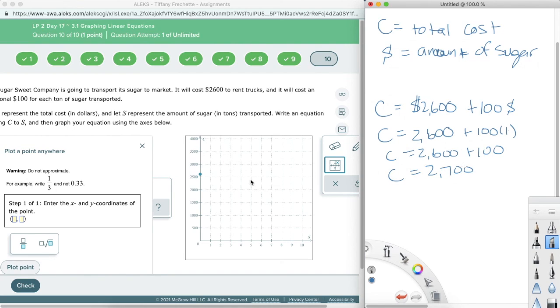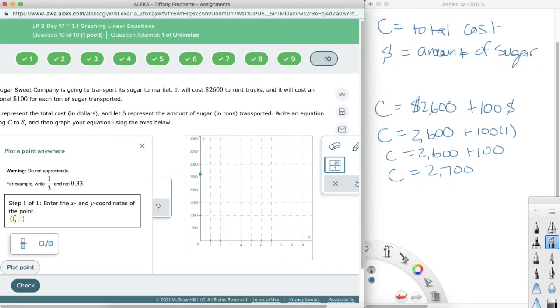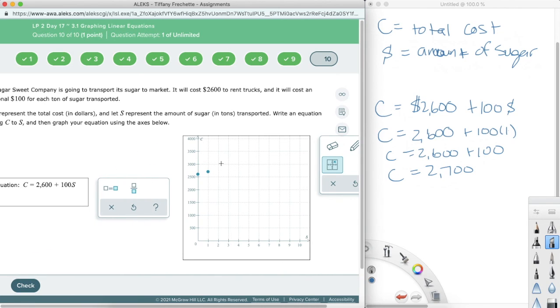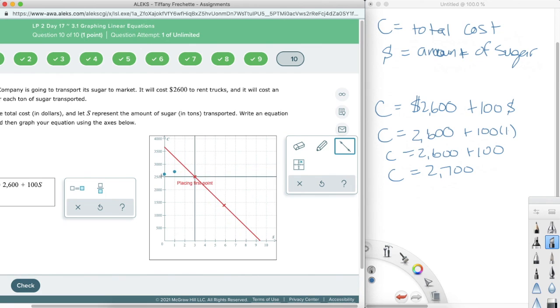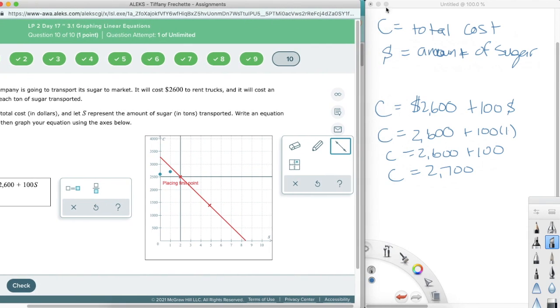Which again, I still can't quite graph on my own. I do need to use this to go 1 ton of sugar costs 2,700. And I'm going to click plot that point. Now I'm going to close this and I'm going to connect my line here so I can see the pattern. Oh, I think it wants me to expand this over. The tool is just being a little argumentative.